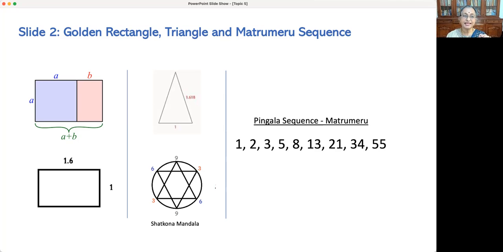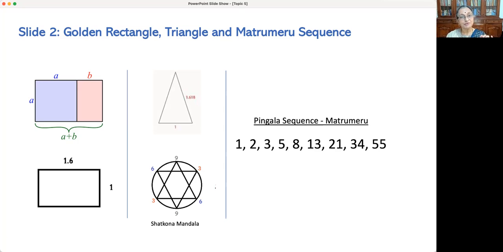In the sequence, each number is the sum of the preceding 2 numbers. For example, 8 plus 13 gives 21, and 13 plus 21 gives 34. In this sequence, the ratio of any 2 consecutive numbers is approximately 1.6, which is the golden ratio.